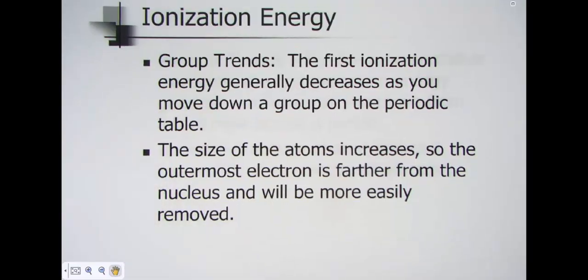I wrote that in this direction. Because the size of atoms increases, the outermost electron is farther away from the nucleus and will be more easily removed. The farther out that valence electron, the more shielded it is from the effective nuclear charge.